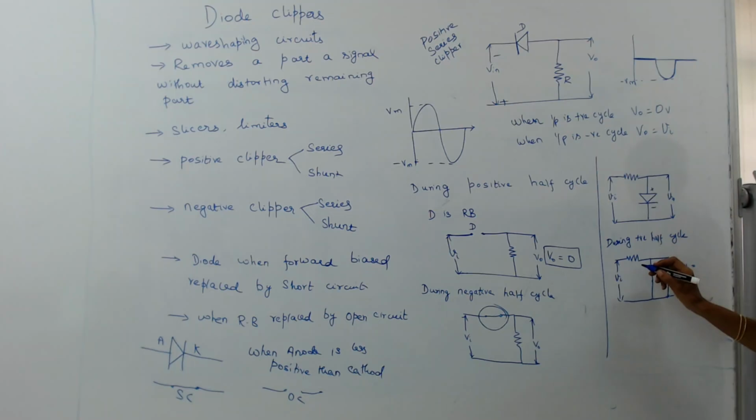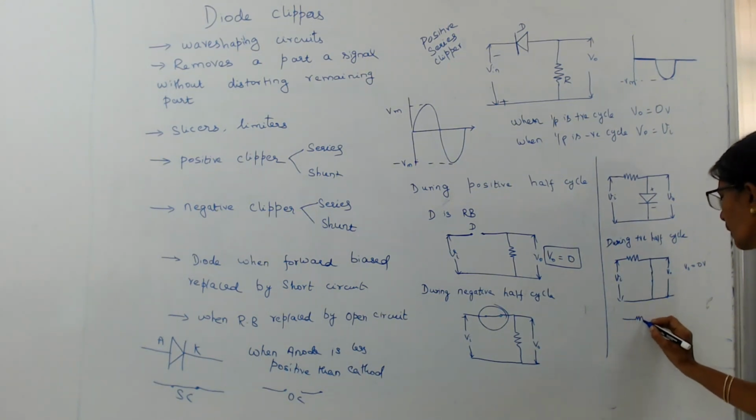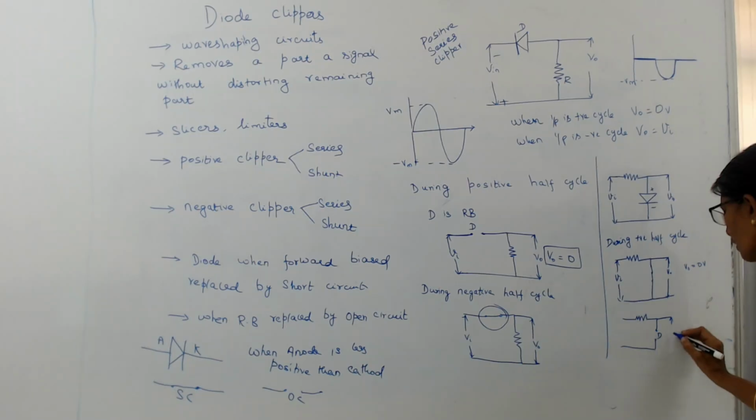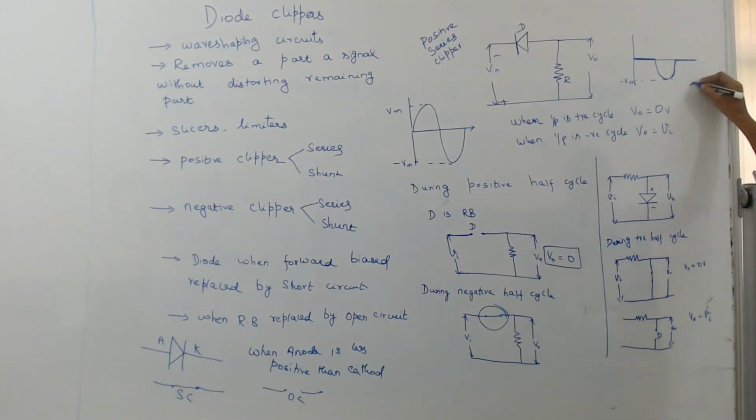So here the maximum current will be flowing through the diode, and hence this path, and hence V0 will be equal to 0 volt. During the negative half cycle, the anode is negative when compared to the cathode, and hence the diode acts as an open circuit. Hence the maximum current will be flowing through the output point, and hence V0 will be equal to VA. So in this case also we have got the same output as this.